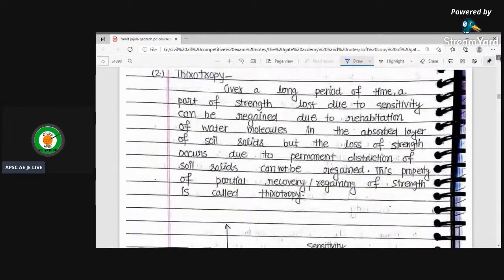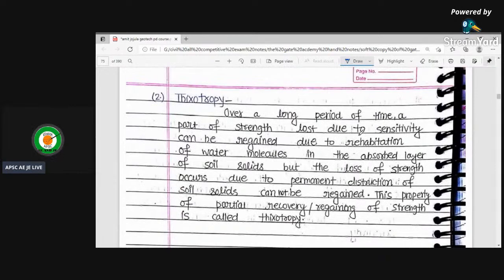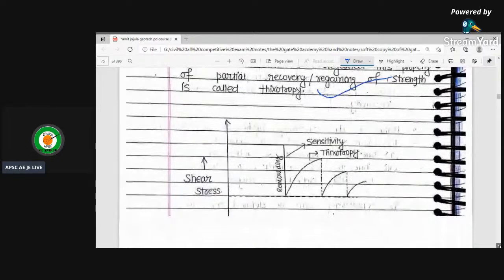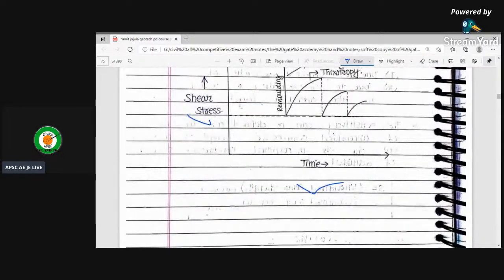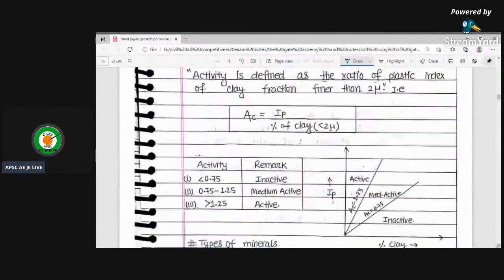Next, thixotropy. Thixotropy বুজিলে over a long period of time. যদি আমাৰ long period of time কি হয়, a part of strength lost due to sensitivity. Sensitivity কাৰণে যিবিলাক strength lost হ'ল, it can be regained. সেইবিলাক আমাৰ ৰিগেইন হ'ব পাৰে due to rehabilitation of water molecules in the absorbed layer of the soil solid. But the loss of strength occurs due to permanent destruction of soil solids cannot be regained. This property of partial recovery or regaining of strength is called thixotropy.